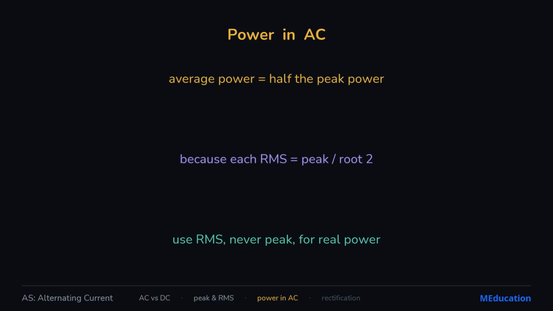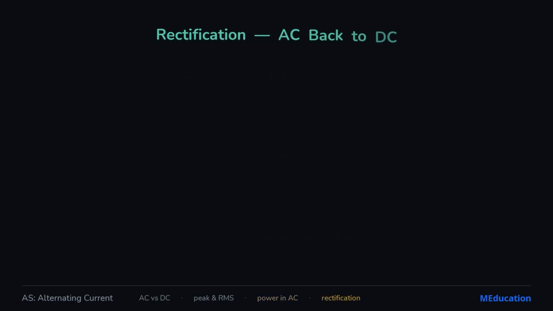There is a neat consequence worth remembering. Because each RMS value is the peak over root 2, multiplying two of them together brings in a factor of 1/2. So the average power of an AC supply turns out to be exactly half its peak power. The current spends as much time small as large, and it averages out to precisely half.